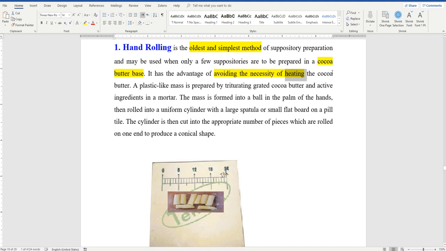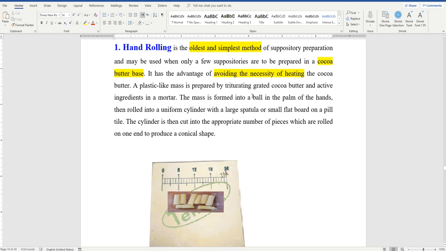We said that cacao butter is polymorphic. If you heat it above 35 degrees, then there is the probability of getting metastable cacao butter that melts at less than 30 degrees, for example 27 degrees Celsius. So by preparing cacao butter with the drug without heating it, this will avoid getting the metastable cacao butter, and you will not have the problem of melting below 30 degrees Celsius. So this is an advantage, right or not?